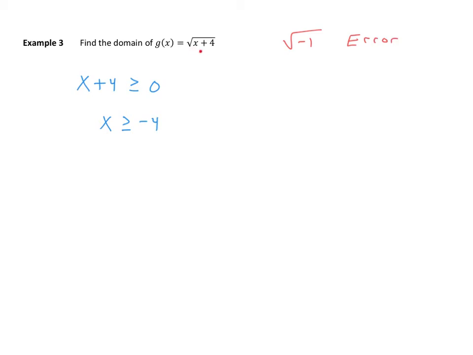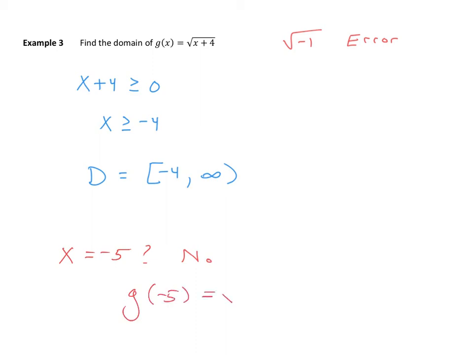If you put negative 4 in place of x, you get 0, and you're allowed to take the square root of 0. And anything that's greater than negative 4 will give you a positive number. So the domain here is going to be all numbers starting and including negative 4 going towards positive infinity. Anything that is smaller than negative 4 will not work in this function. Just for example, does negative 5 work? And the answer is no. If you put this into the function, g of negative 5 is the square root of negative 5 plus 4. That's the square root of negative 1. And as we said, this is not a real number.